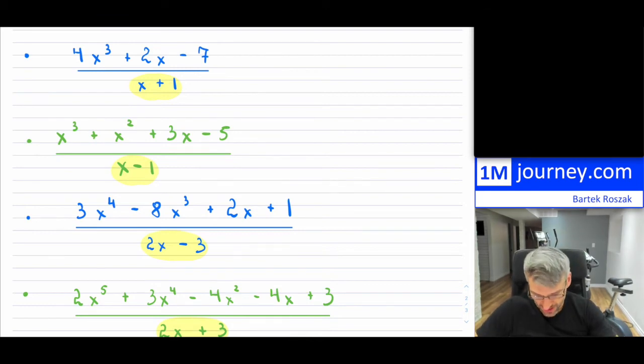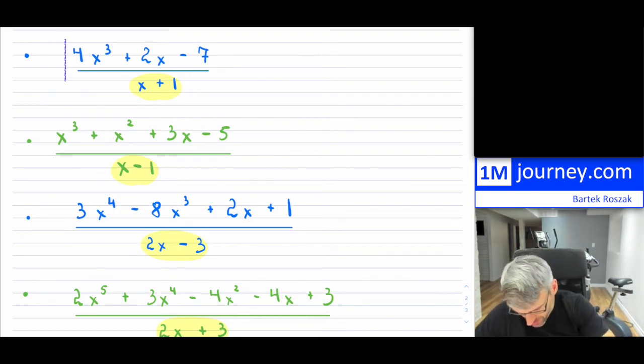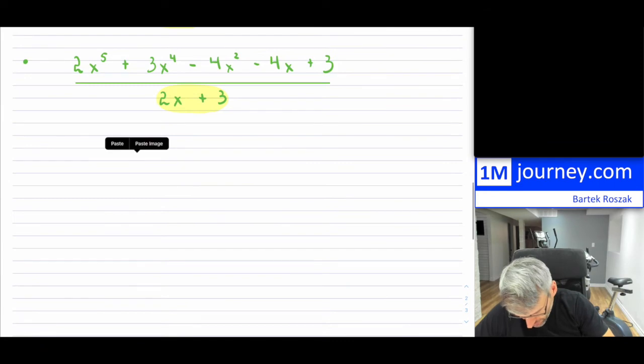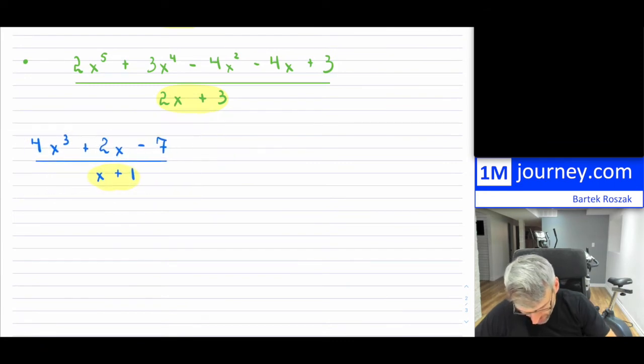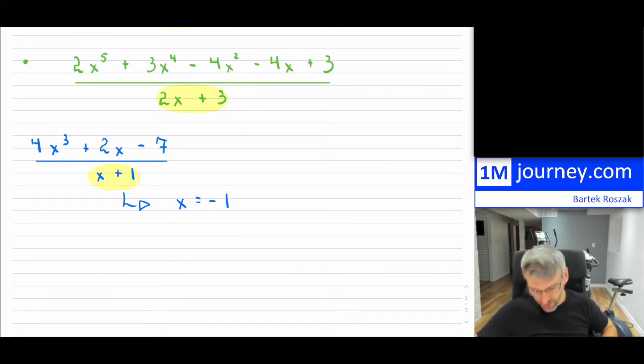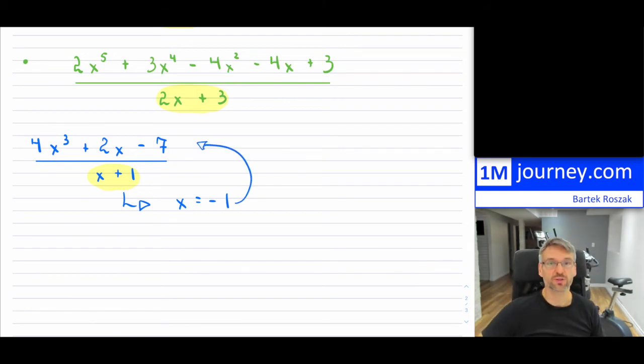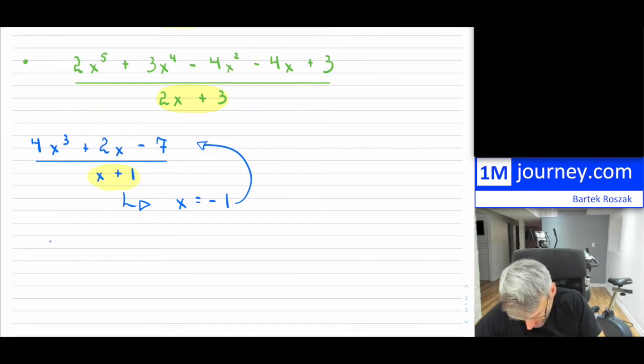So in the first example, I'm going to copy this down. Copy this, bring it down. And now I do want this in the form of x minus k. So basically, I'm trying to find the 0, which is going to be just -1. And now I'm going to take this -1 and substitute it back in here to see what the remainder would be.